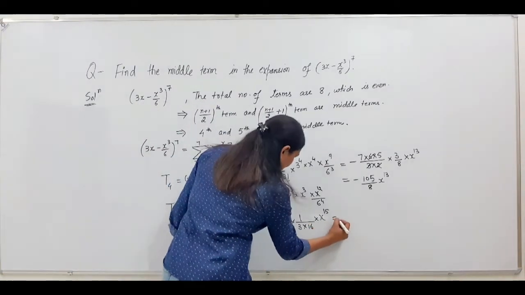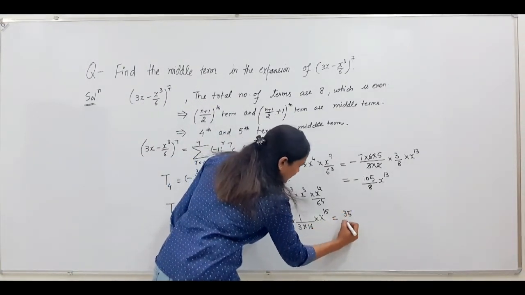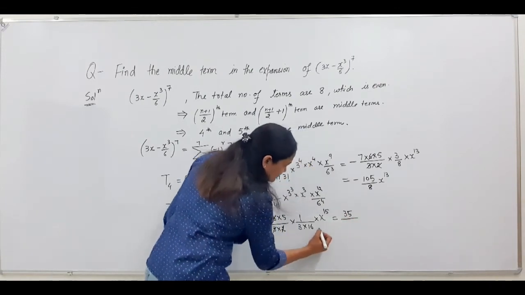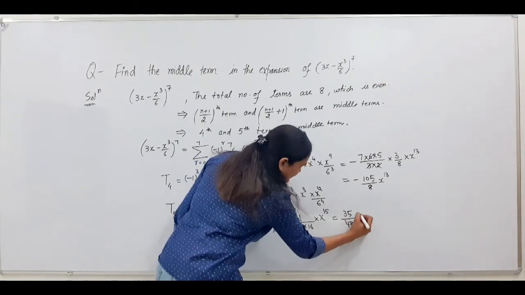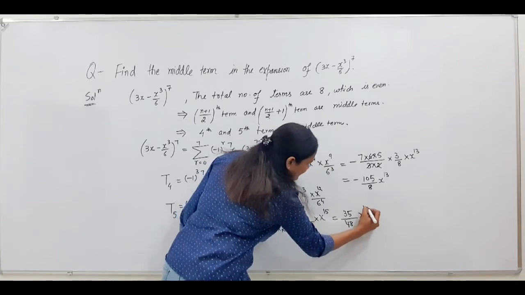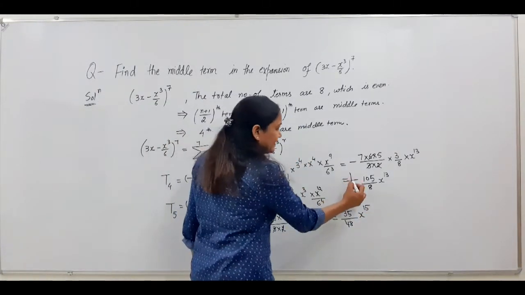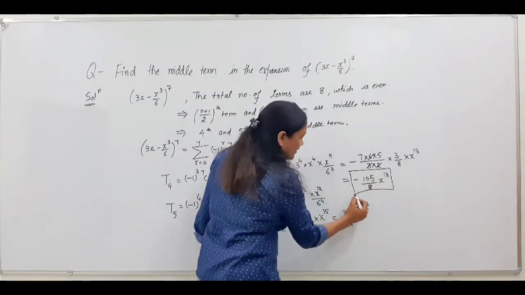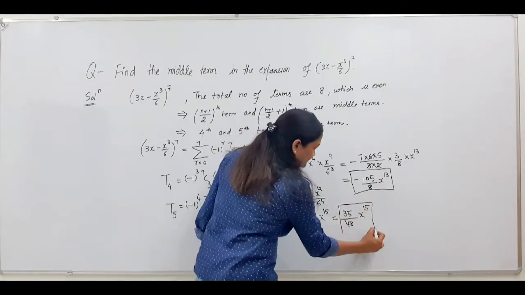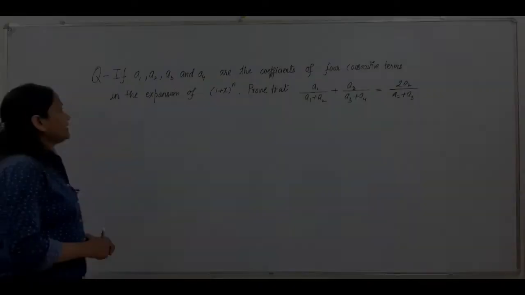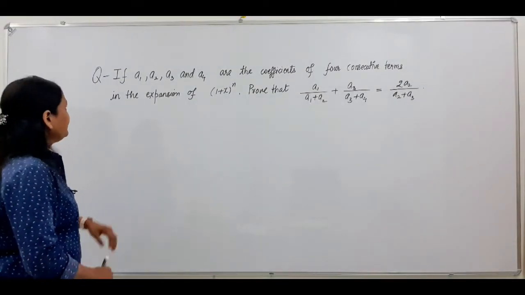and your answer is 35 upon 48 into x raised to power 15. So these are the two middle terms of your expression. Let's take our last question.